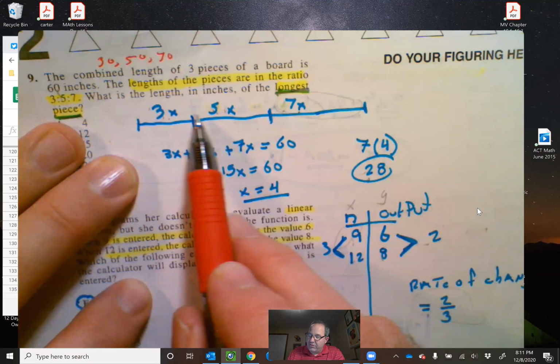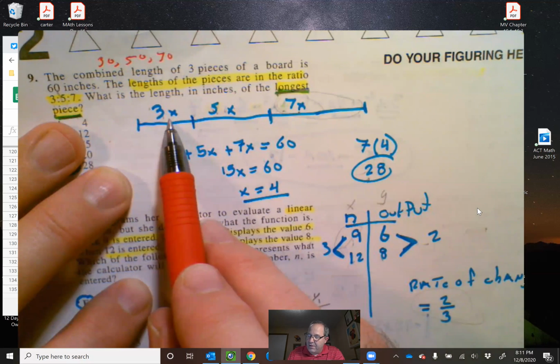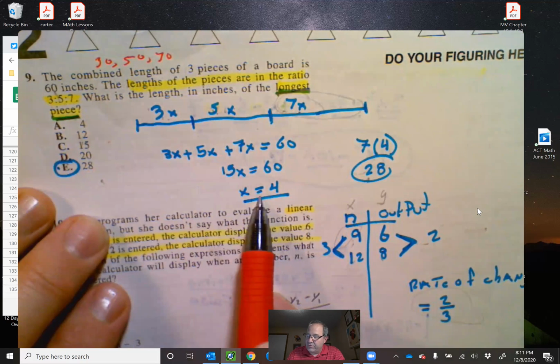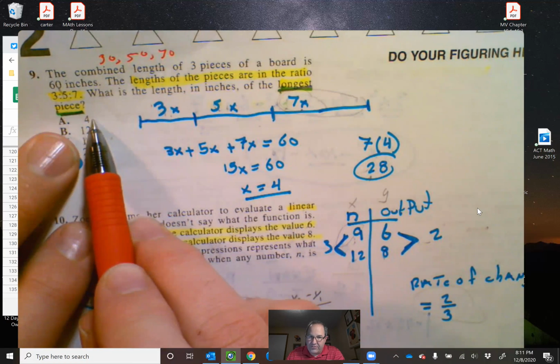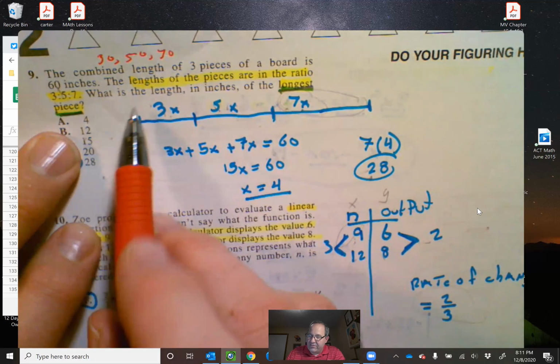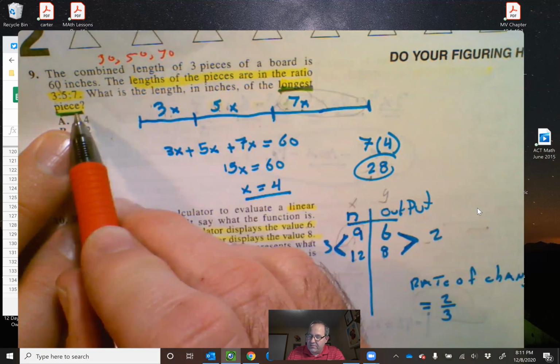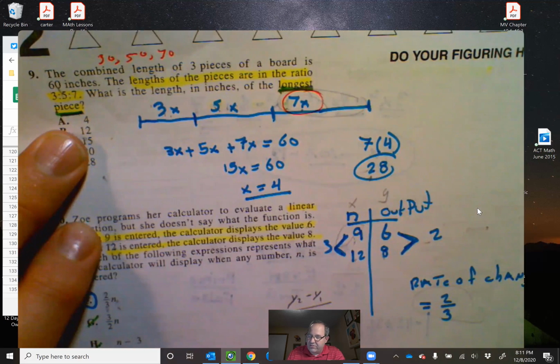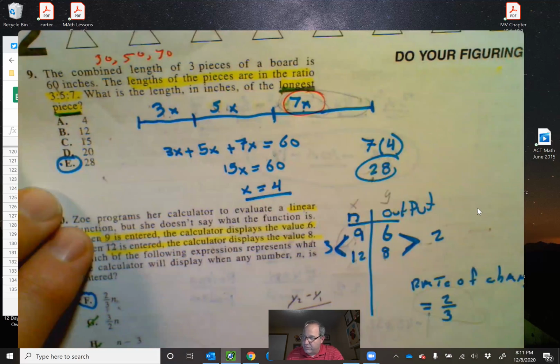I'm not sure what those are. Let's put x's there. When I add up all 3 of those, it should equal 60, which means that x equals 4. Be careful, there's a halfway answer there. The question asks, what's the longest piece? Well, that should be the 7x, right? The longest piece. Well, if x is 4, 7 times 4, 28.